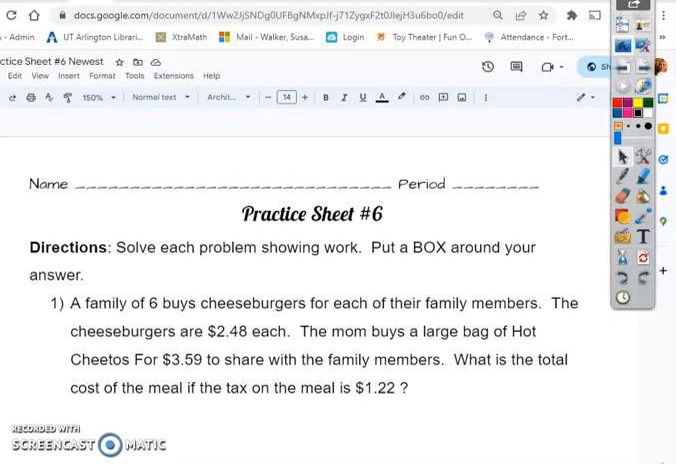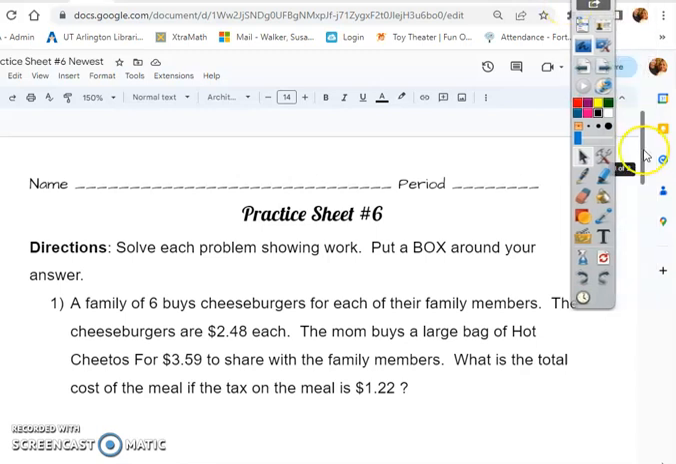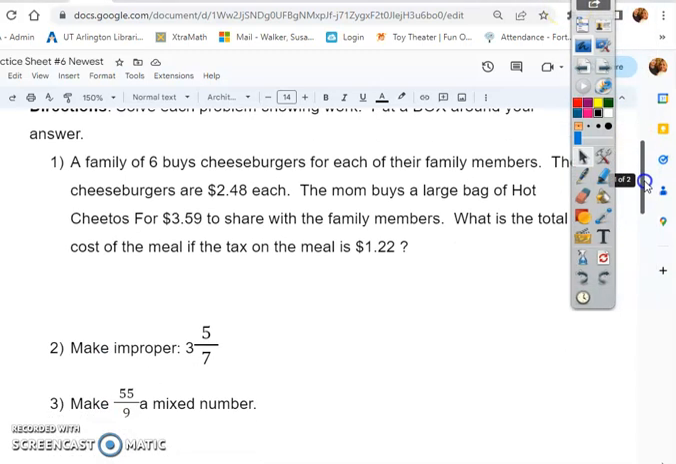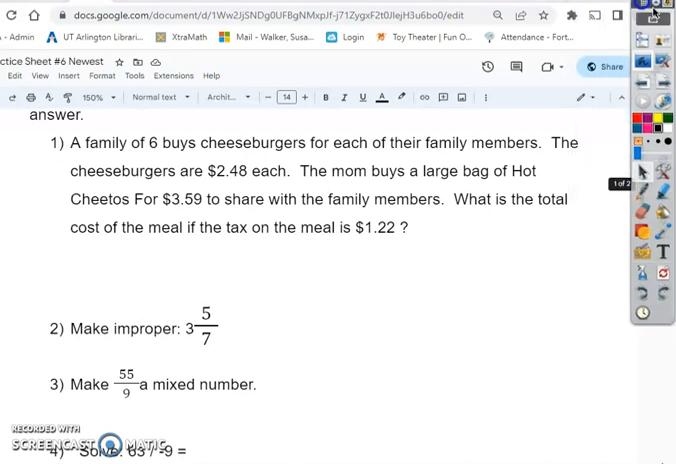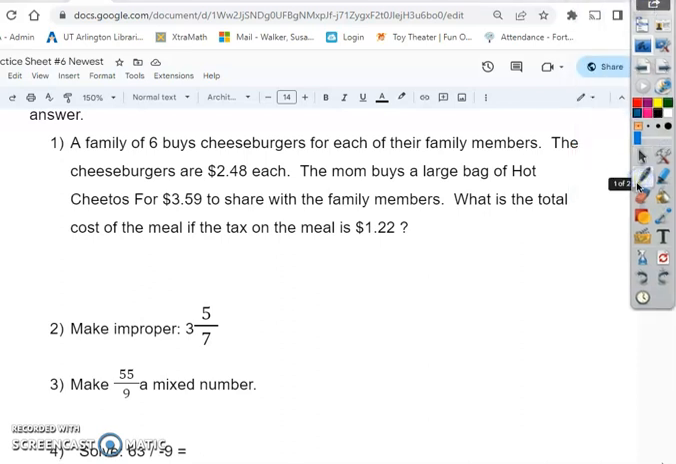Hey guys, we are working on practice sheet 6 and we're going to look at the first problem. I know it seems like a long word problem, but we have to know how to get through these. So it says, and I'm going to mark as I read, a family of 6 buys cheeseburgers for each of their family members. The cheeseburgers are $2.48 each.